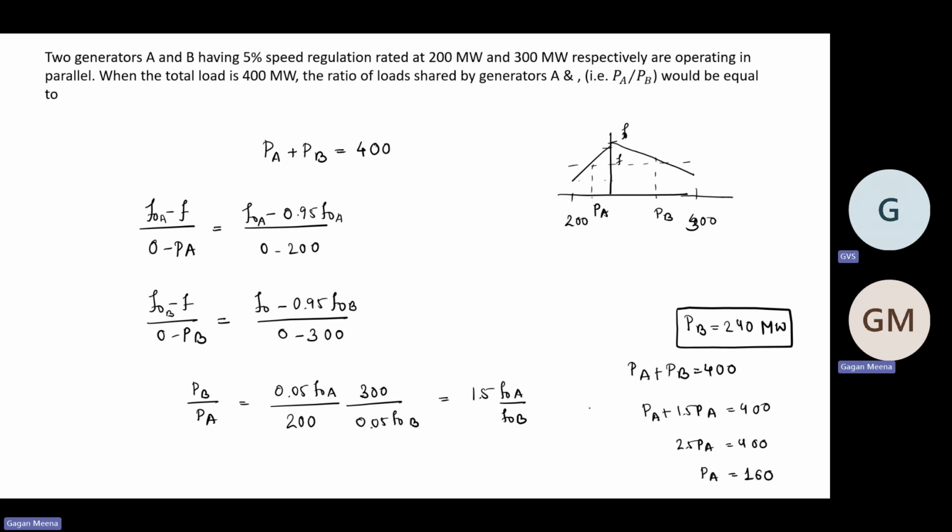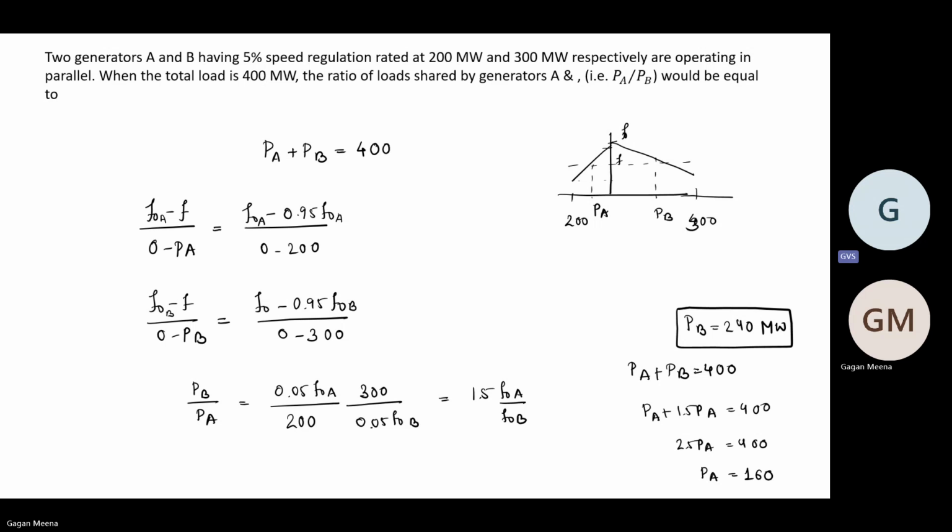You can calculate. There is one shortcut method for this. In the ratio of their ratings, they will share the load, because here speed regulation is the same, and no load frequency is also the same. In this case, it will be simply 2 by 3.